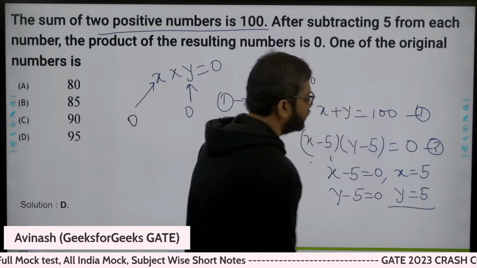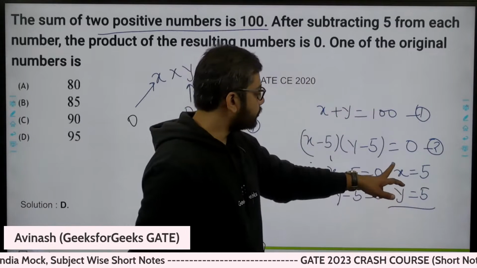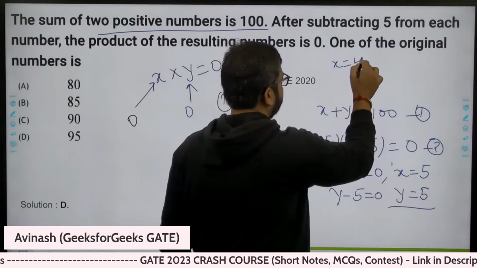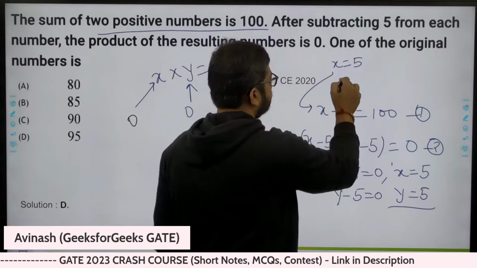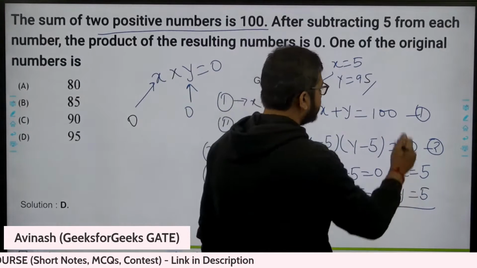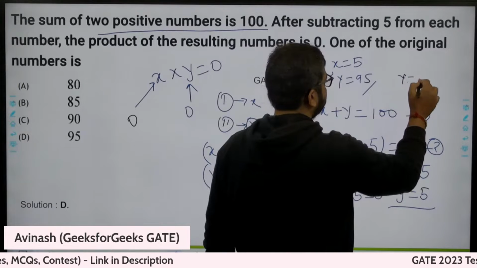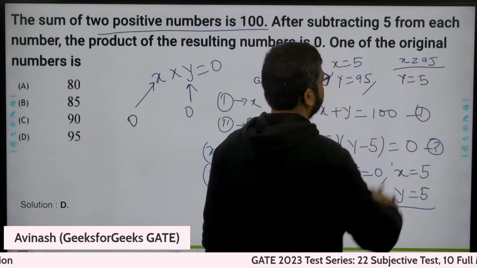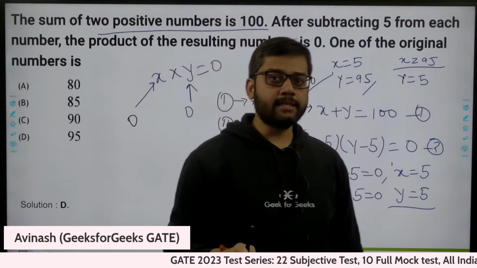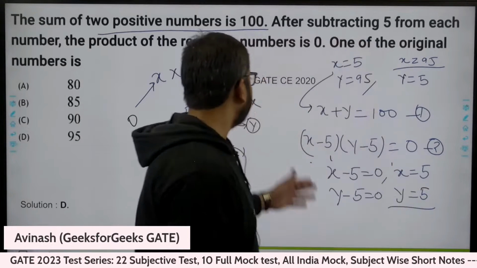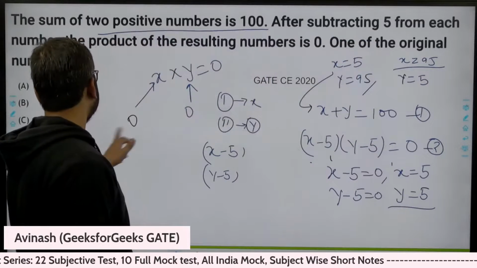So if I take x is equal to 5, then from that equation y is equal to what? 95, right? And if y is equal to 5, then from that equation x is equal to 95, right? So in any case, one number is 95 and another number is 5. What they have asked, one of the original numbers is what? 95.